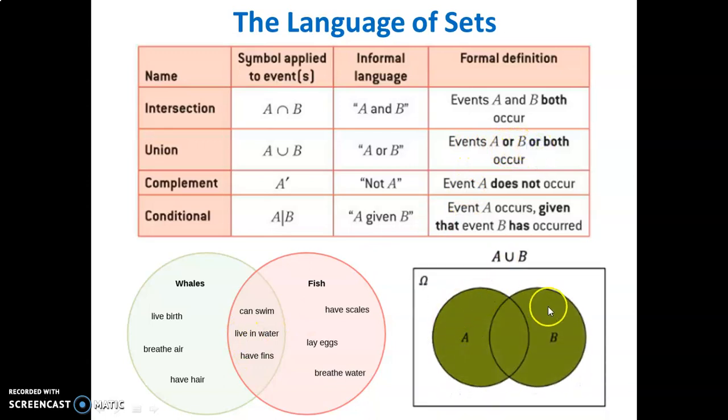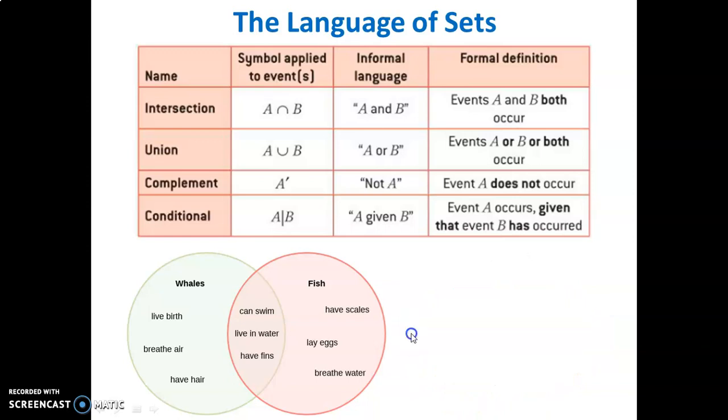So a diagram for that would be this. You shade all of the A things or B things or the things in the middle. So this is A or B. That's the union.